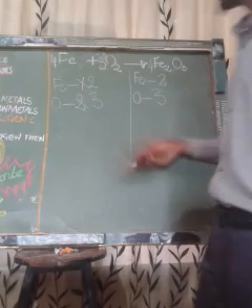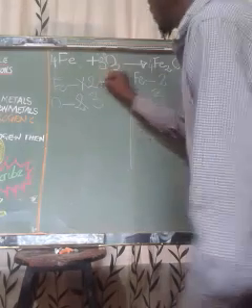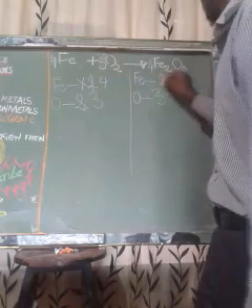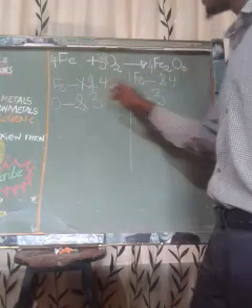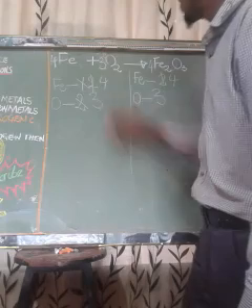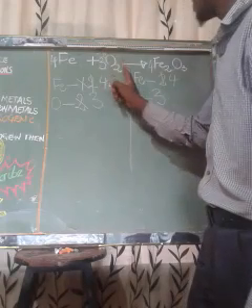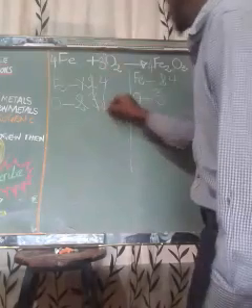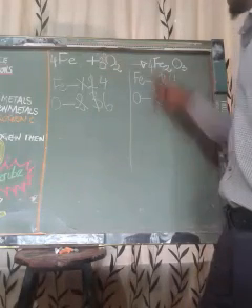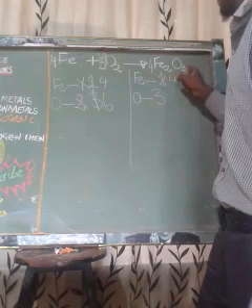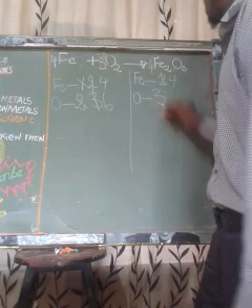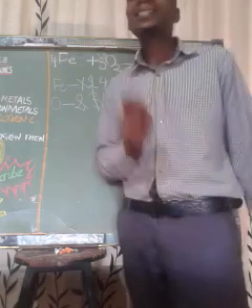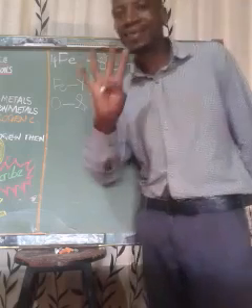Let me check if they are balanced. This side, I've got 4. This side, I've got 4, which means my irons are balanced. I'm coming to my oxygen. 2 times 3, right, which is 6. I'm going to my oxygen. If I say 2 times 3, I'm going to have 6, which means my equation is now balanced.